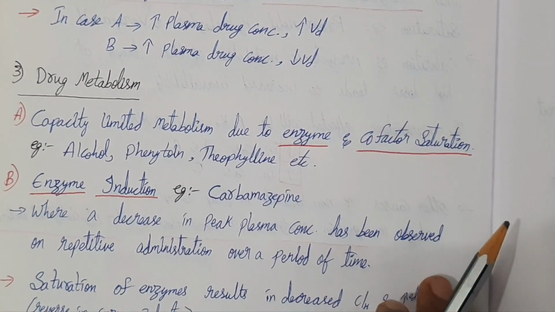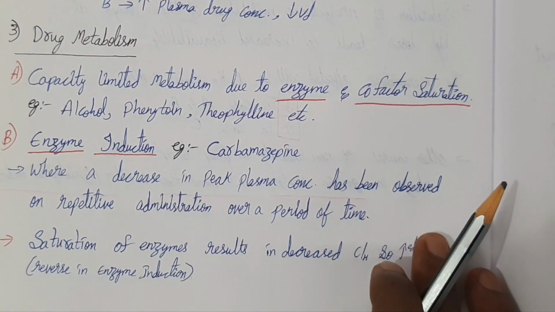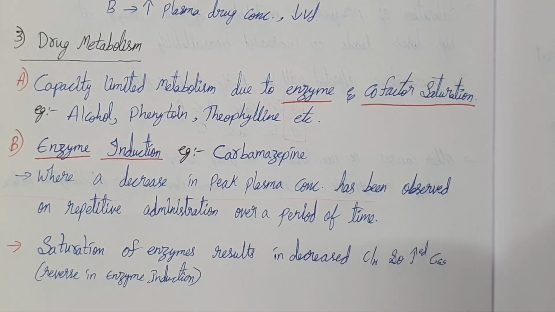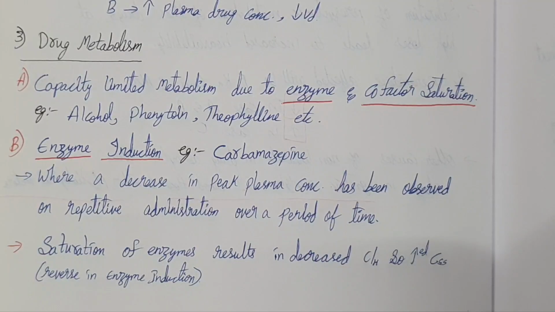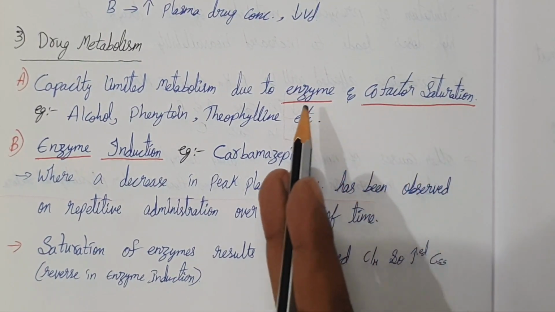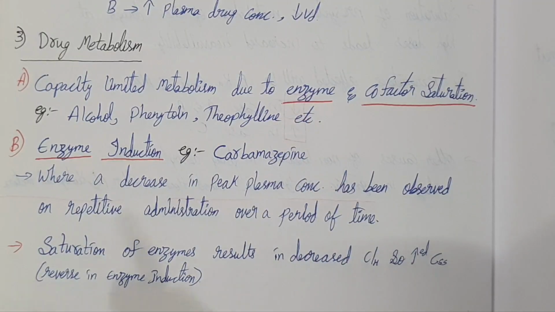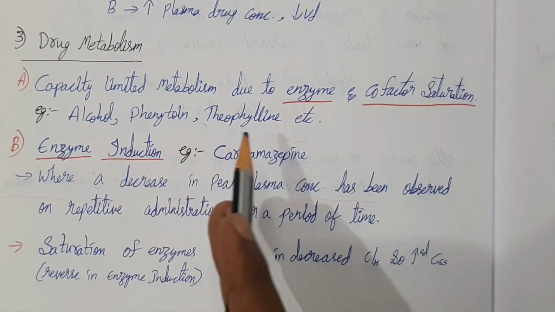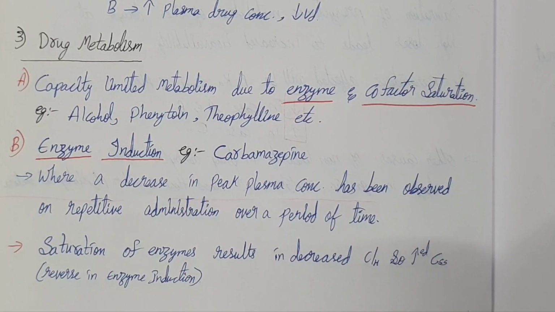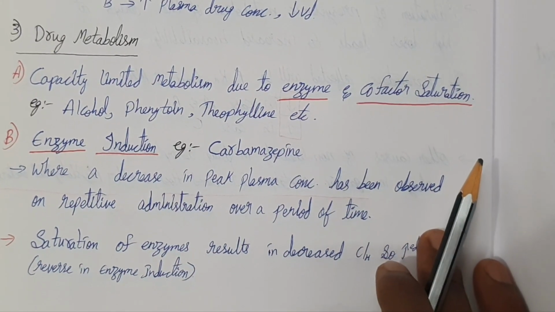Then we have the non-linearity in drug metabolism. It can happen due to saturation of metabolizing enzymes. Examples: alcohol, phenytoin, theophylline. Once enzymes are saturated, metabolism becomes zero order, which in turn leads to slower elimination.